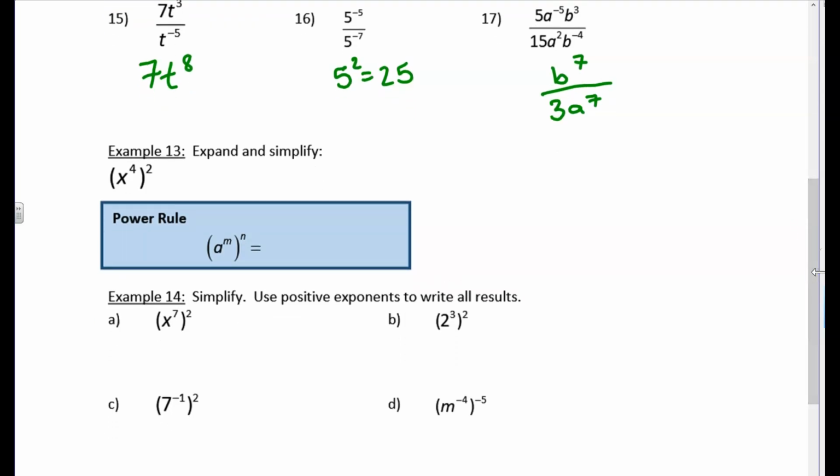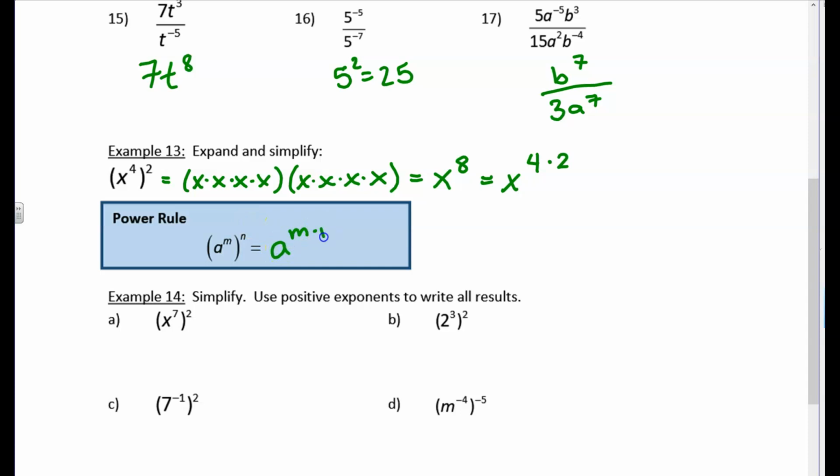All right, let's talk now about the power rule. If I have x to the fourth squared, well, x to the fourth is 4 x's, and we multiply it by itself when we're squaring something. So that's x times x times x times x times x times x times x times x, which, when I combine those together, I get x to the 8th. Well, that's the same thing as if I had done x to the 4 times 2. So if I have a to the m raised to the n, that's a to the m times n. Power to a power, we multiply. So x to the 7th squared is x to the 7th times 2, which is x to the 14th.